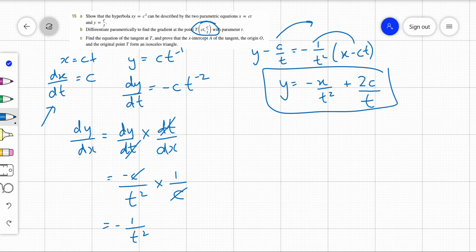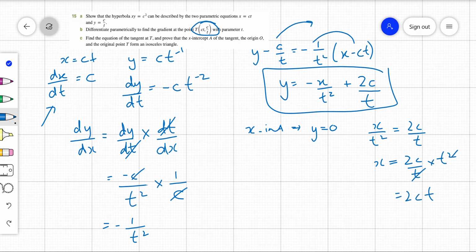And so we also have to prove the x-intercept. How do we find the x-intercept? To find the x-intercept, we make y equals 0. When y equals 0, we will have x on t squared equaling 2c on t. So that means x equals 2c on t times t squared. One of those t's will cancel, and you can see you get 2ct.